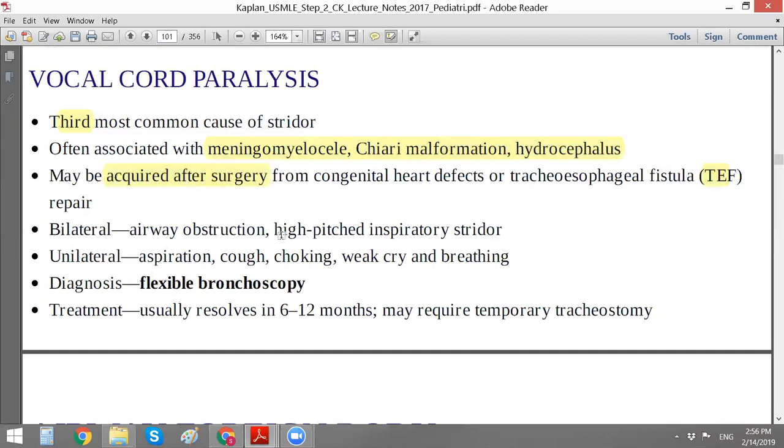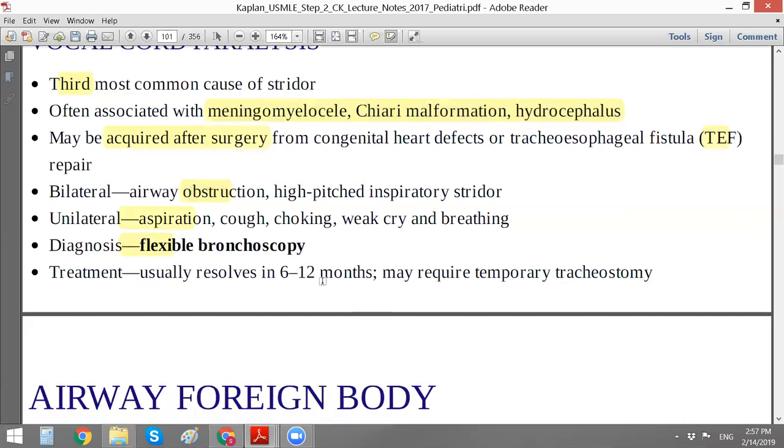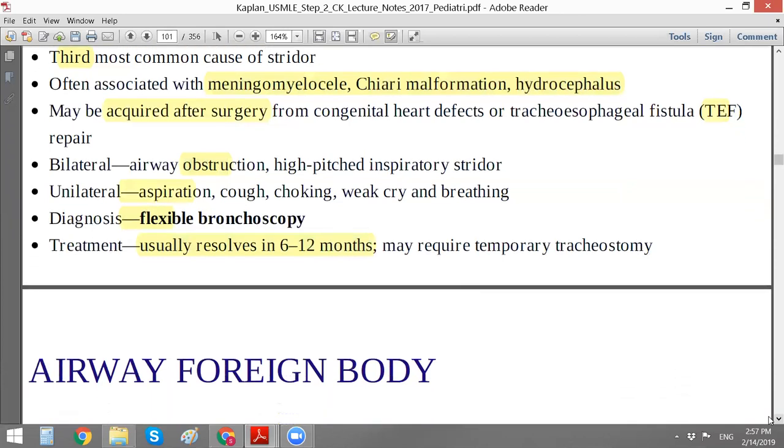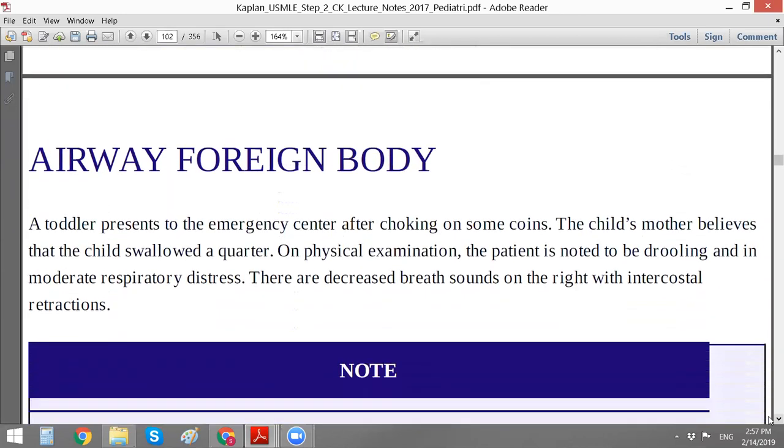And then bilateral is airway obstruction, high-pitched inspiratory stridor. Unilateral will be aspiration, and bilateral will be obstruction. Okay. Diagnosis is flexible bronchoscopy. Treatment: it usually resolves in 6 to 12 months, may require temporary tracheostomy. So vocal cord paralysis usually resolves in 6 to 12 months. You don't need to do a lot of things for it.